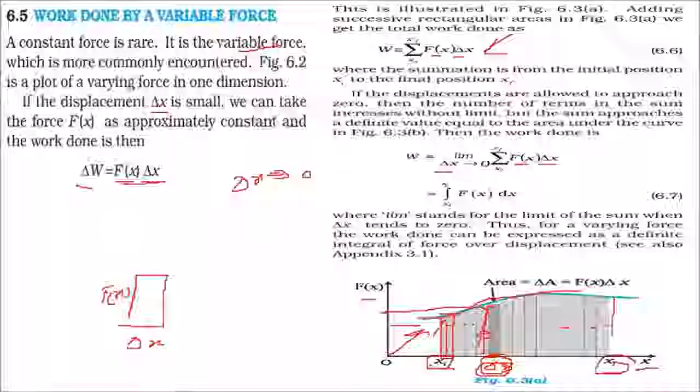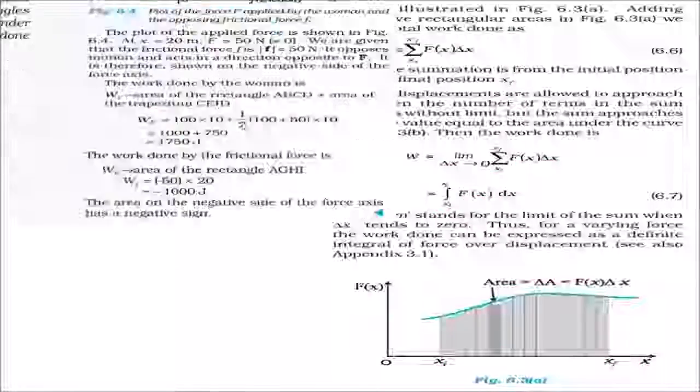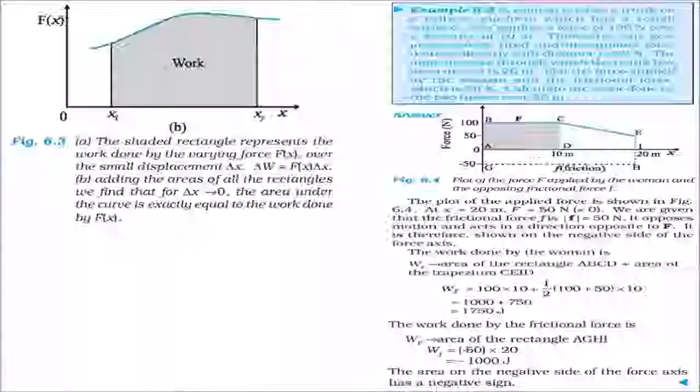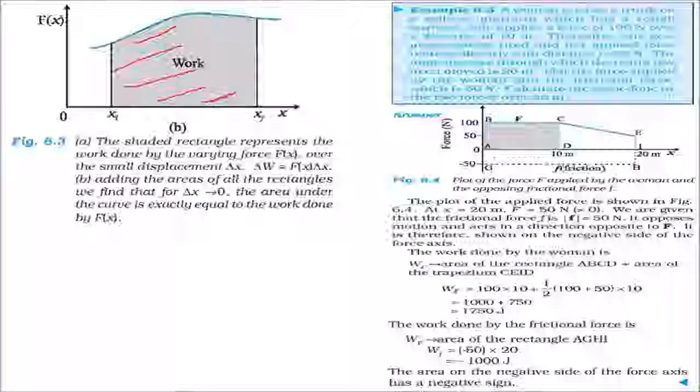So Fx dx, we are starting from the initial position, going up to the final position, and then we are taking the limit. But we know that when we take the limit, the sigma becomes integration. So this is simply the integration from xi to xf, initial position to final position, of Fx dx. Okay. Now we have a definite integral. So this area is computed here, and this area is nothing but the work done. This whole shaded region is the work done. I hope you got the idea.